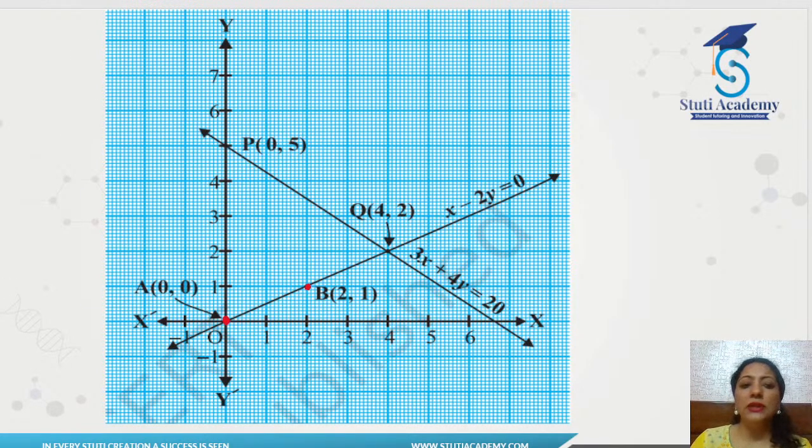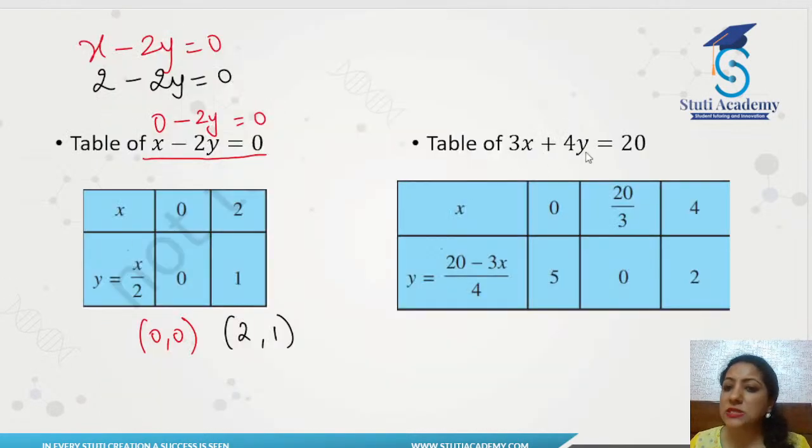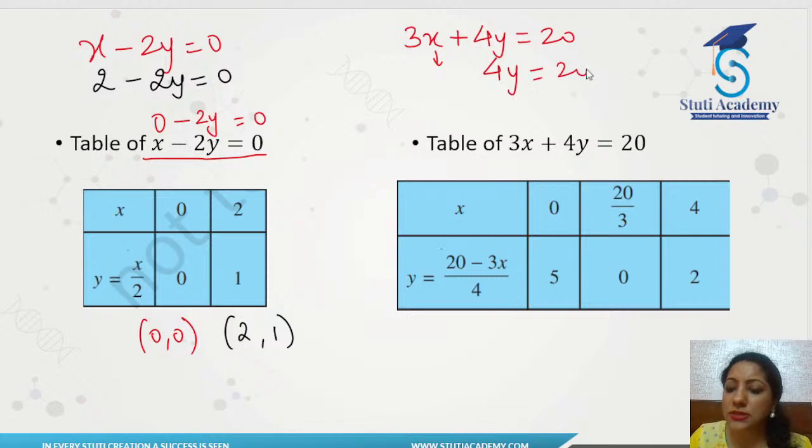Same we are going to do for the other equation. So we have 3x plus 4y is equal to 20. You put x is equal to 0. If you put x is equal to 0, this term will disappear. So you will get 4y is equal to 20.